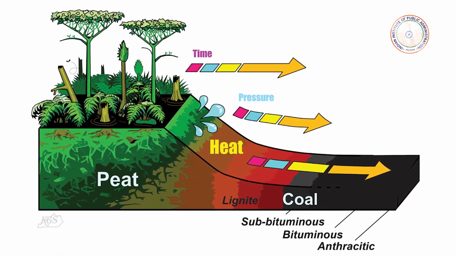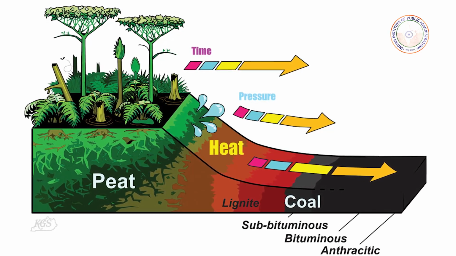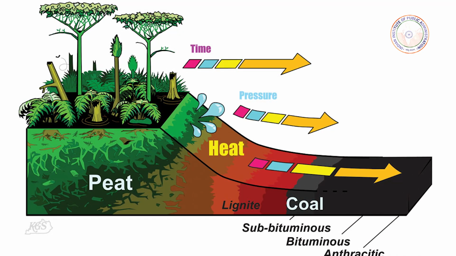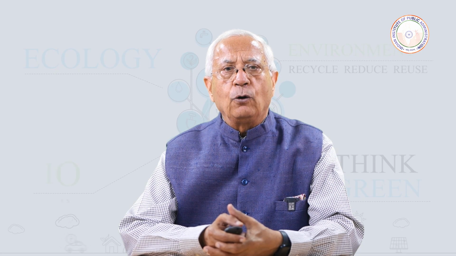The formation of coal is a very complex process called coalification. In this process, peat is altered into lignite, then lignite is altered to subbituminous coal. Subbituminous coal is altered to bituminous coal and bituminous coal is altered to anthracite. So then the coal is formed, which is used for different purposes. There are different types of coals with different properties, as we have already discussed.